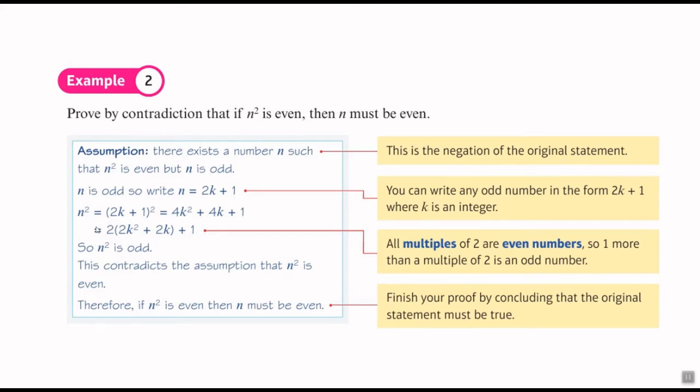So this side is odd, so n squared is odd. This contradicts the assumption that n squared is even. Therefore, if n squared is even, n must be even. You need to finish your proof by concluding that the original statement must be true, because of this contradiction.